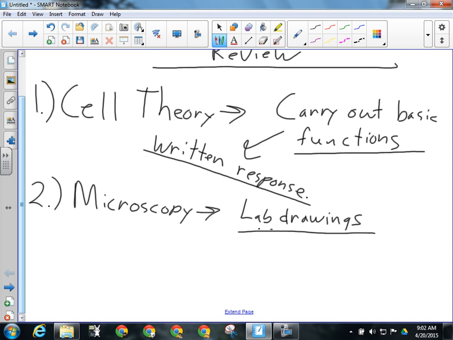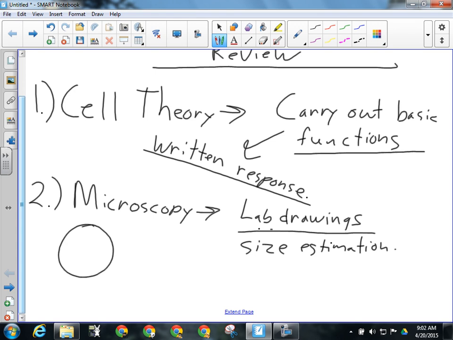And then, of course, part of lab drawings is size estimation. And a lot of us struggled with that on our lab drawings in this unit. Properly estimating the size of an object. So we'll just quickly review how that works.